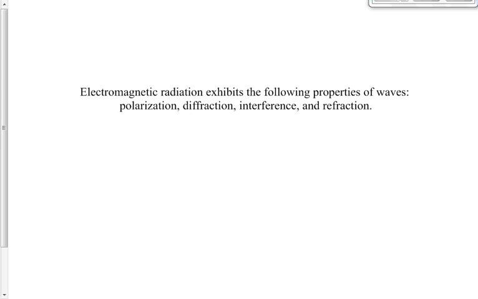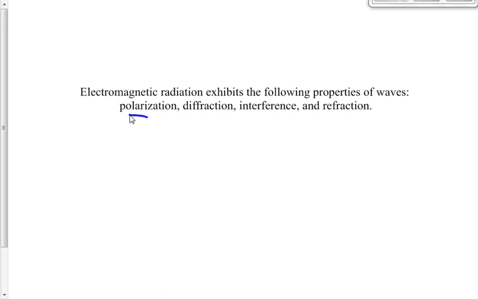Now, we've talked about this electromagnetic radiation as being a wave. In fact, 2 waves, the electric field wave and the magnetic field wave. There is evidence to support the wave nature of this. In other words, there is evidence to support Maxwell's theory of electromagnetic radiation that it consists of waves. There's four things here, 4 properties of waves that electromagnetic radiation exhibits. Polarization, you don't really know what that is yet. We'll talk about it in a second here.